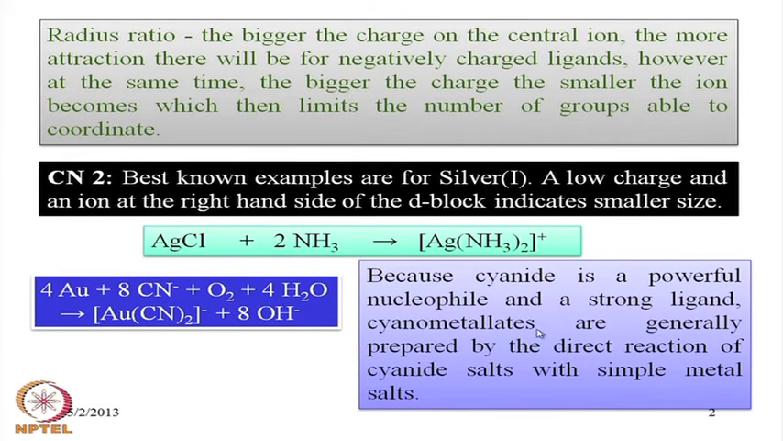Since it is a very strong and powerful ligand, cyanometallates are generally prepared by direct reaction of cyanide salts with simple metal salts. So, if we use potassium cyanide or sodium cyanide, we can use it directly with the simple metal salt, or sometimes we can use it with the metal in the elemental form.